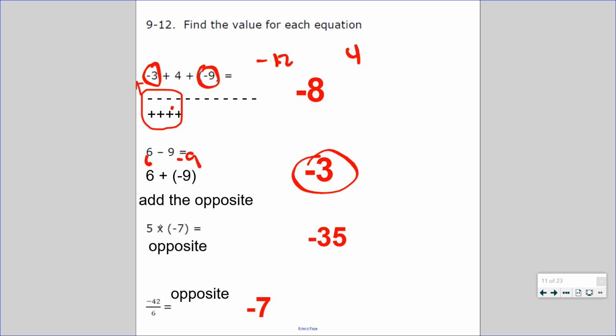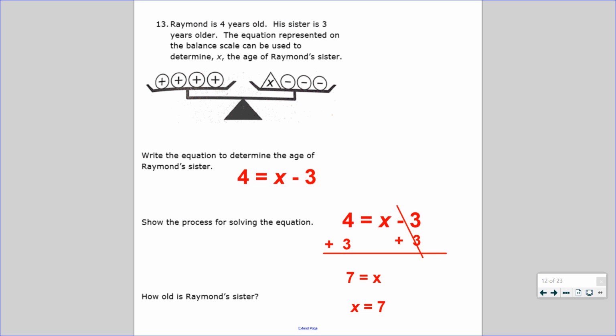What is 5 times negative 7? 5 times 7 is 35. This means do the opposite, negative 35. Or 5 groups of negative 7 is negative 35. And what's negative 42 divided by 6 groups? Negative 7. 42 divided by 6 is 7. This means opposite, negative.